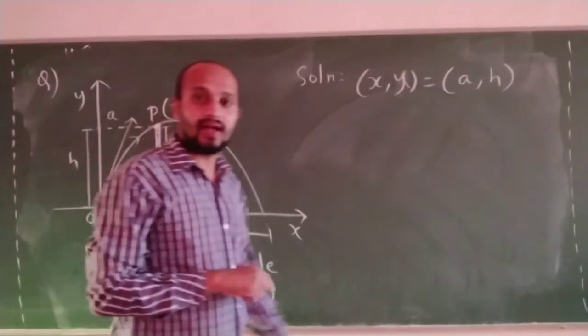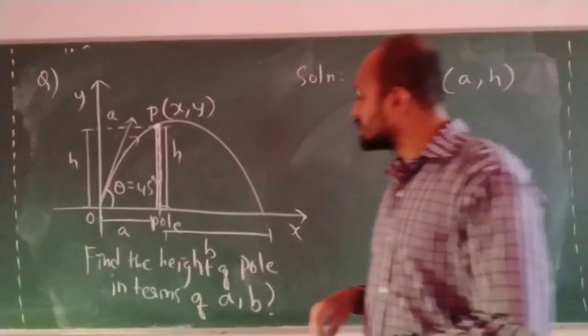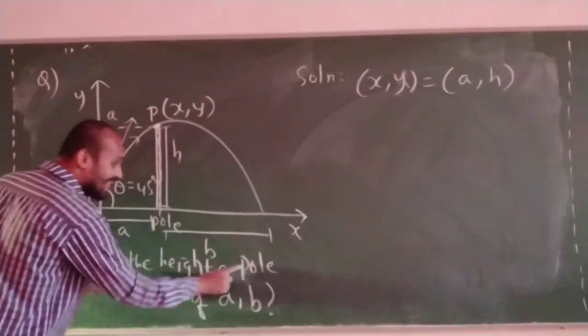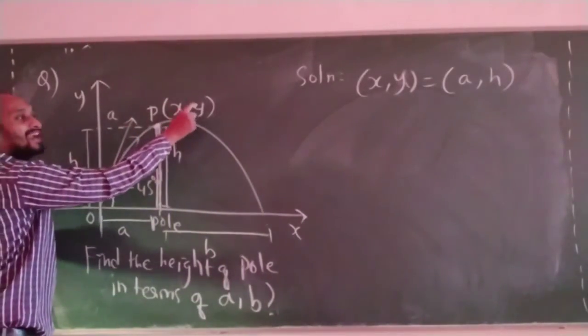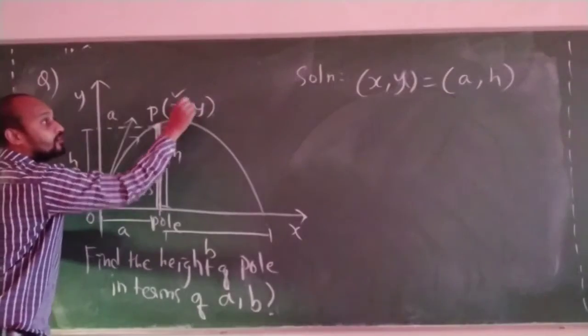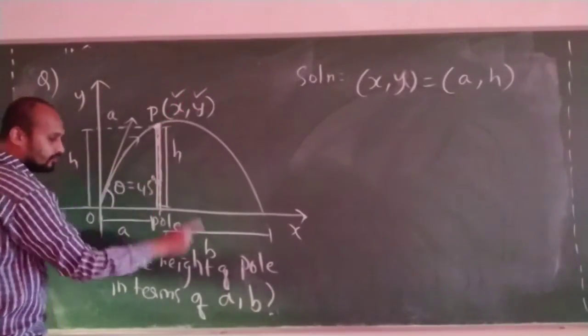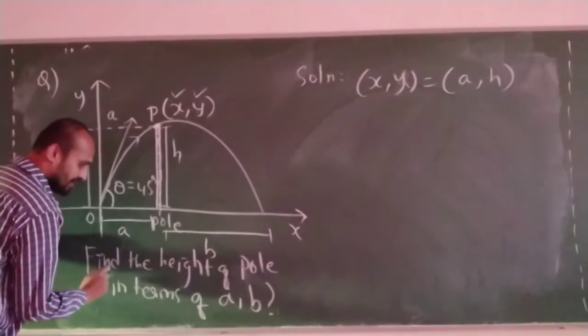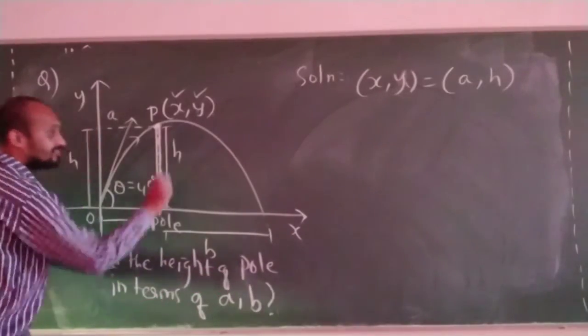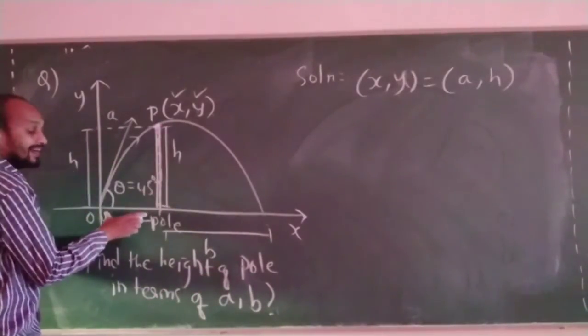Correct? At the point, the top of the pole. Now I must find the height of the pole. That means find y in terms of x values. What is this question? Find the height of the pole means find the value of y in terms of x coordinates.